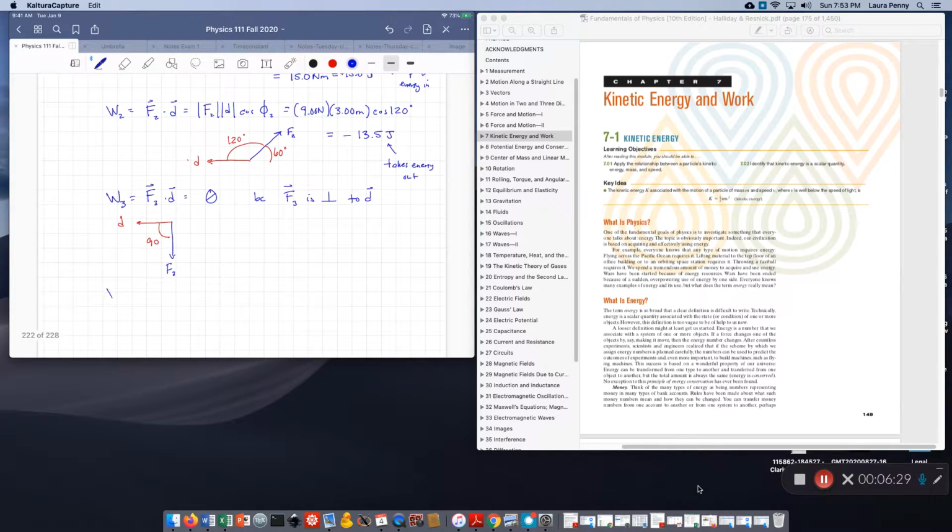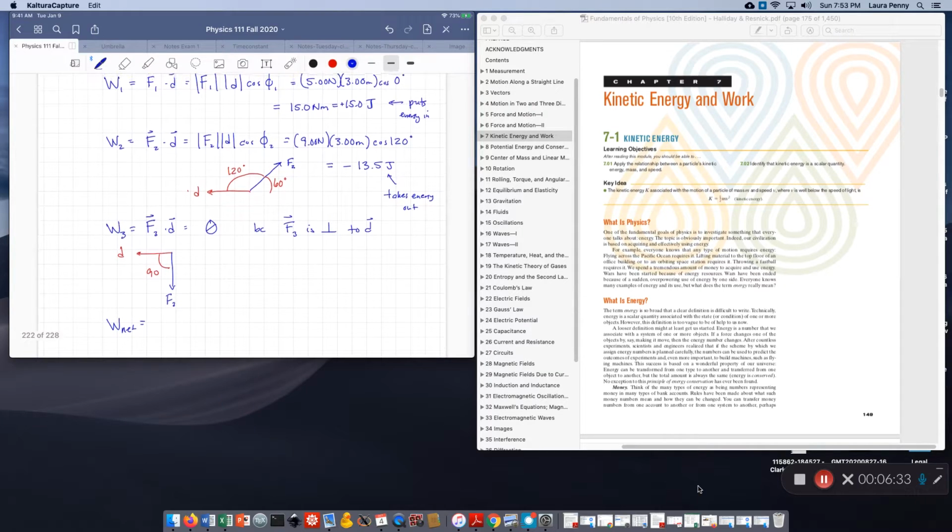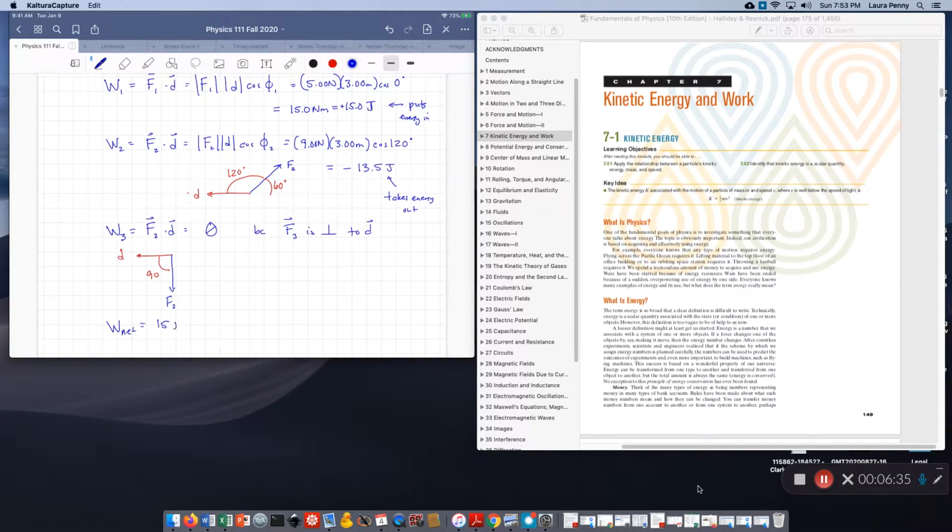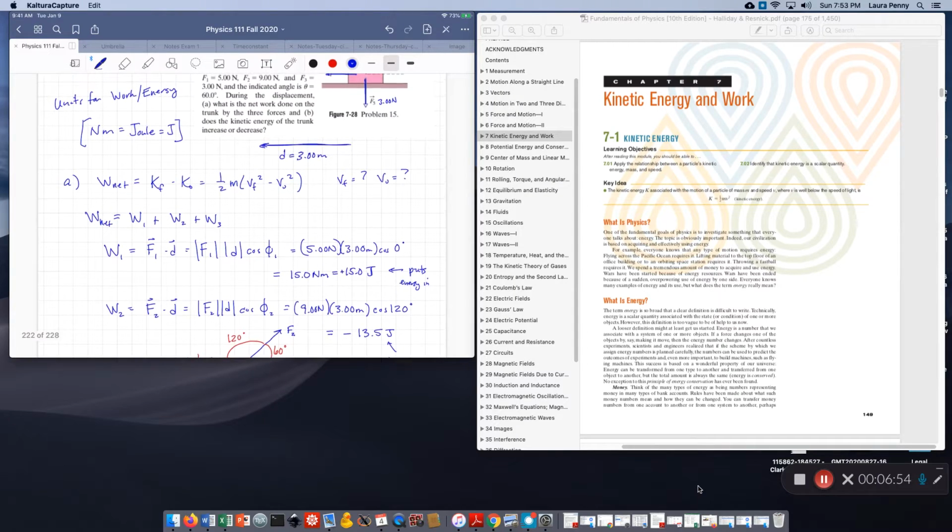So when I go through and write what's the net work, it's going to be the work done by 1, which is 15 joules, added to the work done by 2, which is negative 13.5 joules, plus 0, or it's a positive 1.5 joules. That's the net work done on the trunk by the 3 forces. Does the kinetic energy of the trunk increase or decrease?